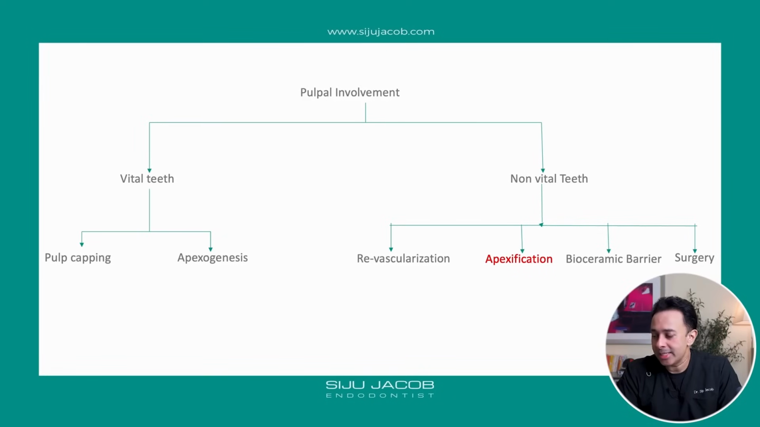It works sometimes, and when it works, it's really nice, but there are a lot of cases where it doesn't work as well. So there is a bit of unpredictability. The second thing you can do is something called apexification, which is again inducing the body to do something natural to close this root apex.